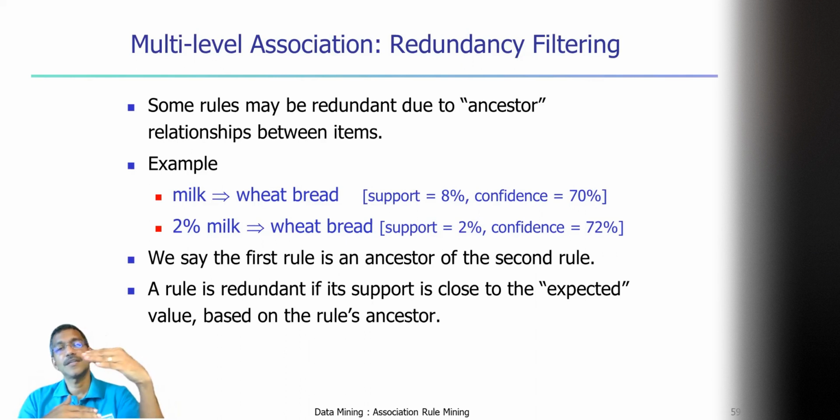Milk implies wheat bread, and that is because 2% milk also implies wheat bread, right? So there's no point in highlighting that. There's no unusual behavior in that, so that's why we say it's expected. When milk has 8% support for wheat bread with a 70% confidence, 2% milk with wheat bread with smaller support and similar confidence is already known. That's something that we need to keep in our mind.